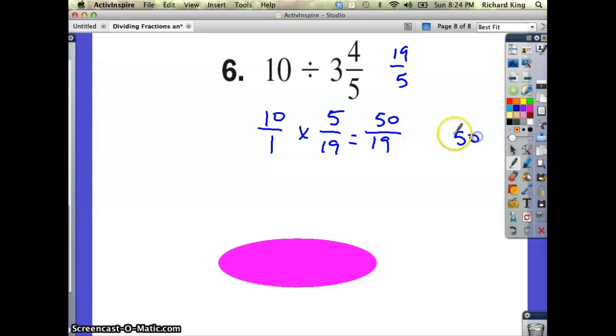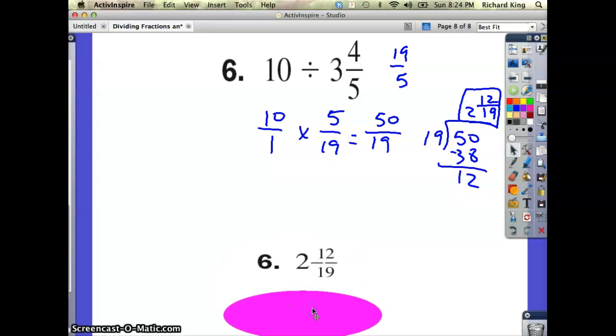Top dog that. It's going to go twice. It's 38. Subtract, you get 12. So 2 12/19 for your answer. Again, we'll double check it to make sure. Yes, it is 2 12/19. So that concludes our lesson on dividing fractions and mixed numbers.